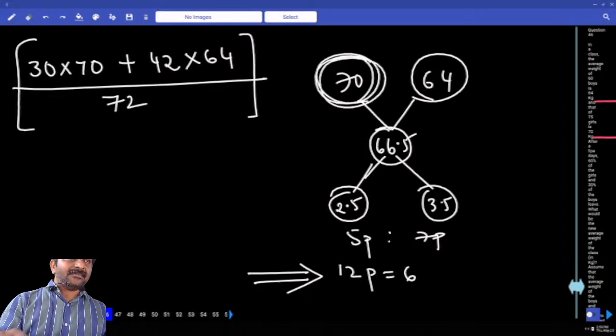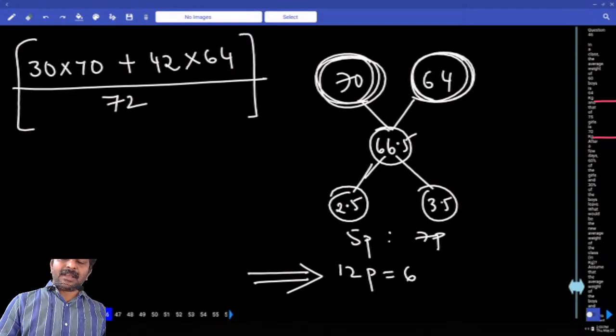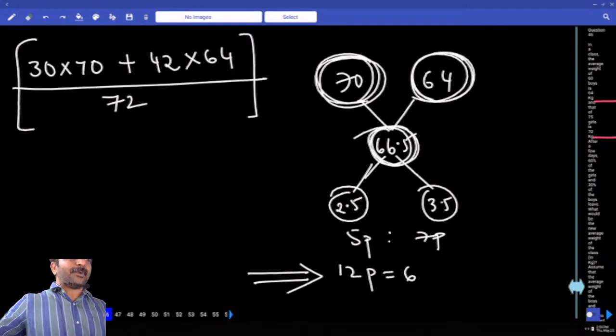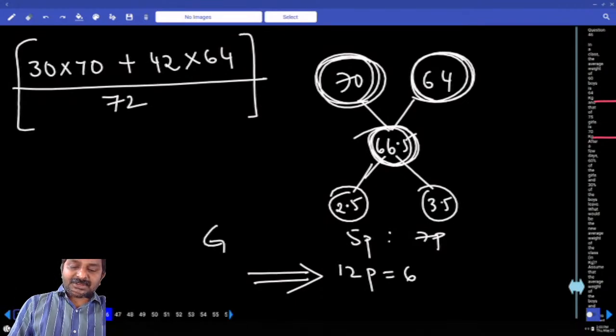Boys average 70. Girls average 64. Now we were asked to calculate the class average, 66.5. That's what we have written, but that is what you are supposed to calculate. How many girls are there now? 30 girls are there. How many boys are there? 42. So girls to boys ratio, what is the ratio?